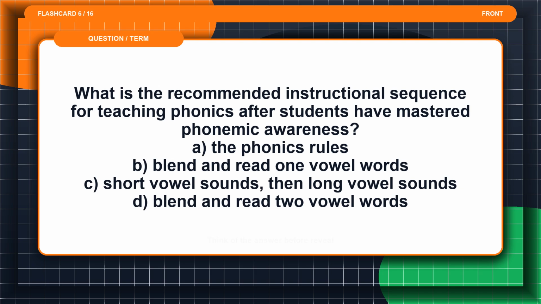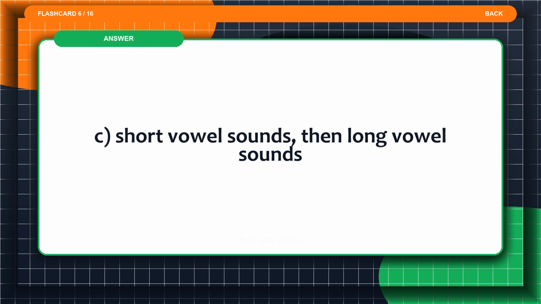Flashcard 6. What is the recommended instructional sequence for teaching phonics after students have mastered phonemic awareness? A. Of the phonics rules. B. Blend and read one vowel words. C. Short vowel sounds, then long vowel sounds. D. Blend and read two vowel words. Think of the answer before the reveal. The answer is C. Short vowel sounds, then long vowel sounds.